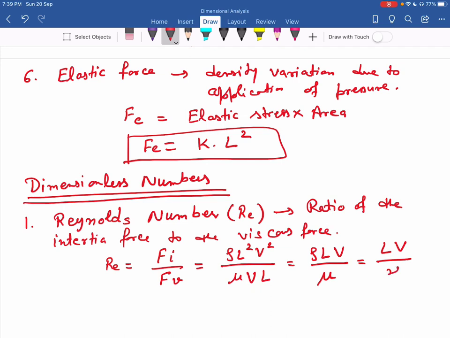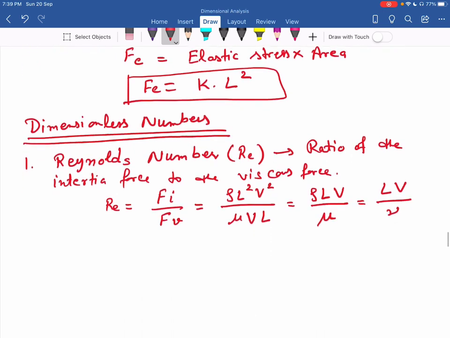So for a square element, the Reynolds number is rho LV upon mu, or for a circular element, I can write the Reynolds number as rho dV upon mu.